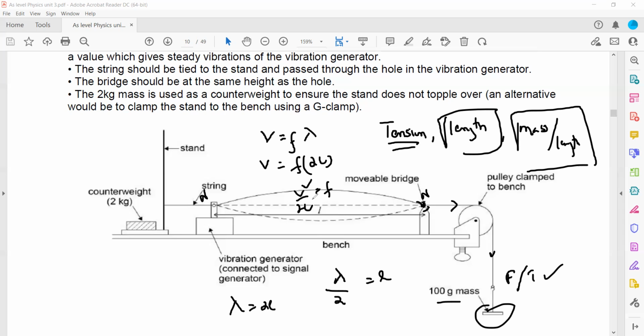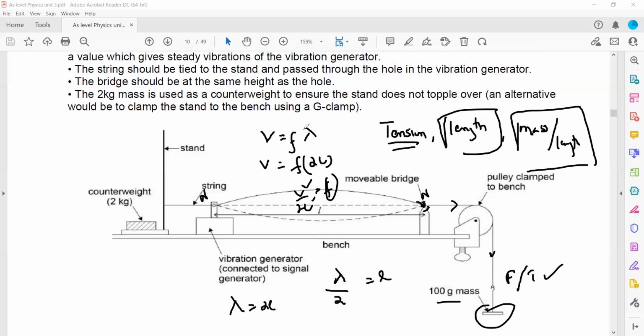So v is the speed and L is the length, so we'll find the frequency. Then we'll change the tension and find the frequency again with a different number of loops, and find the relation between the frequency and the tension.